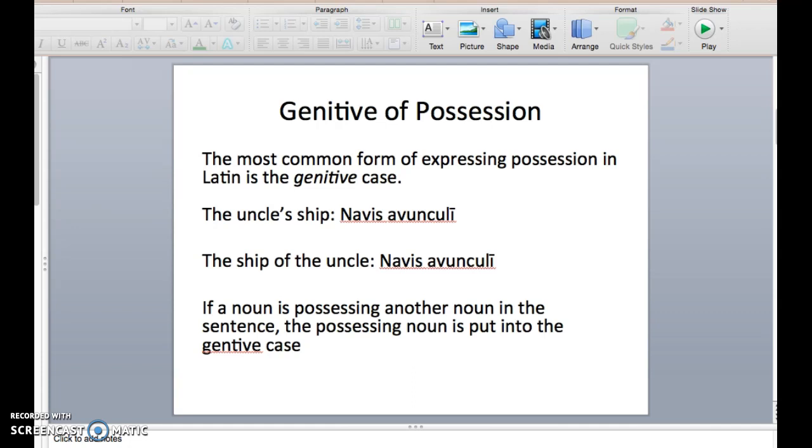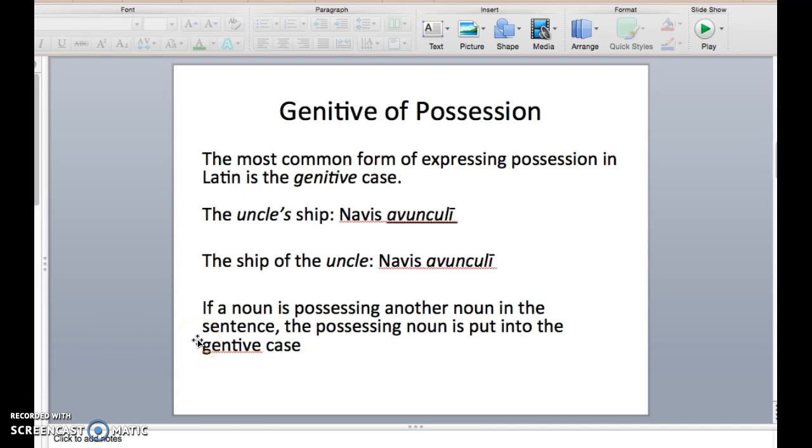It's as simple as if you have a noun possessing another noun, the most common format is to put the noun that is doing the possessing into the genitive case. So we look at the uncle's ship or the ship of the uncle. In both these cases, the same noun is doing the possessing. Which noun is that?